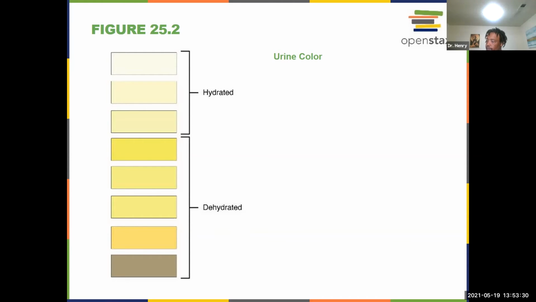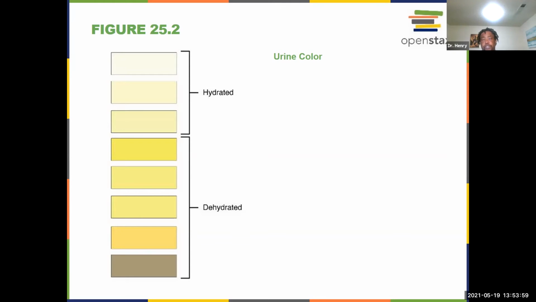Actually, let me take one step before we talk about the volume. We often pay attention to the various characteristics of urine, like the color. We also pay attention to the odor. If your urine is in the normal range, it's going to be odorless, or not too much odor unless it's been sitting around a long time.